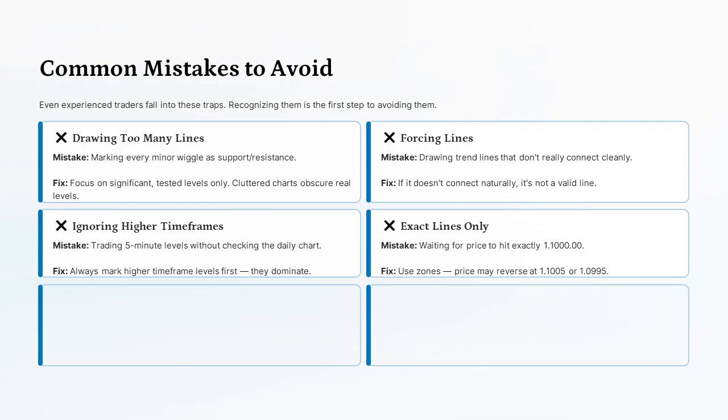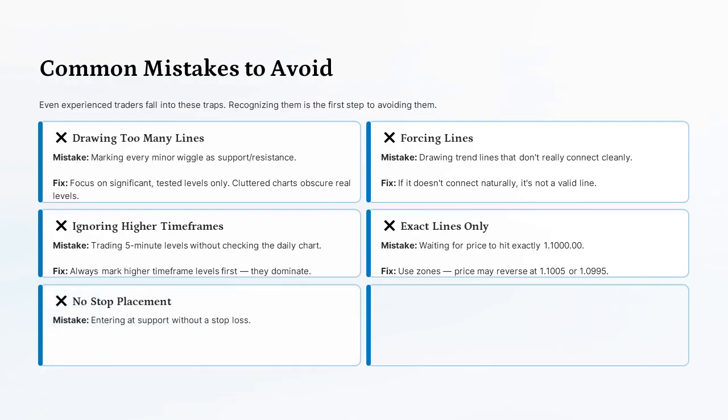Price rarely reverses at the exact same price. A support zone from 1.0995 to 1.1005 is more realistic than a single line at 1.1000. Mistake 5. No stop placement.